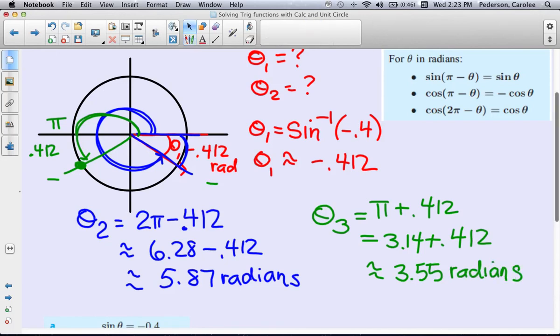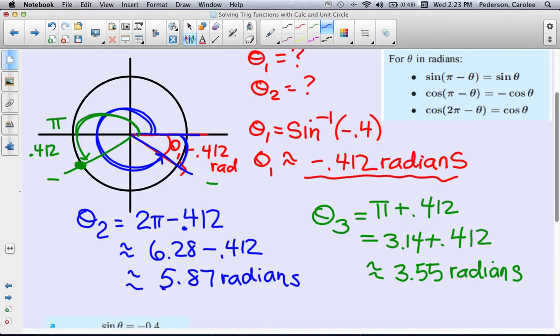All of these angles in the red, the negative angle that we just found here, or the one in the blue, 5.87 radians, or the one in the green, are all coterminal angles. They all have the same sine value of negative 0.4, but it only wants us to find the positive angle. So our final two answers would be the two in the blue and green.